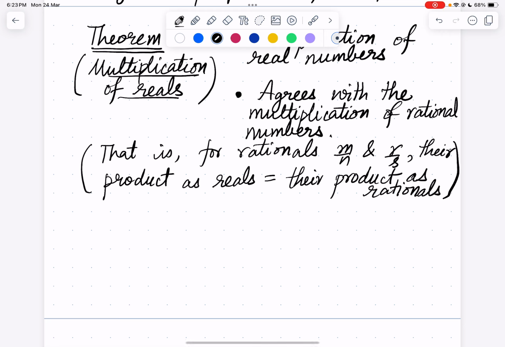So multiplying two rational numbers with respect to multiplication of rationals or with respect to multiplication of reals, both of them give the same result. So it agrees with the multiplication of rational numbers. So we want this property. This is one major property which makes the multiplication of reals natural. It agrees with the multiplication of rational numbers, right?